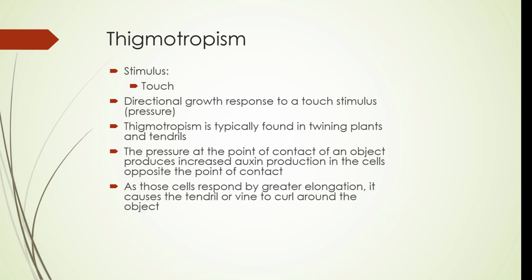Okay, so thigmotropism is when the stimulus is touch, and it's a directional response to the touch stimulus or pressure. Thigmotropism is usually found in twining plants and tendrils. So the pressure at the point of contact of an object increases auxin production in the cells opposite the point of contact. As those respond by greater elongation, it causes the tendril or vine to curl around the object. I have posted a really excellent video on this. I would totally recommend that you take a look at it.